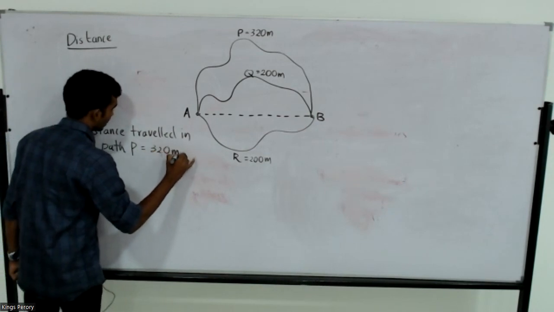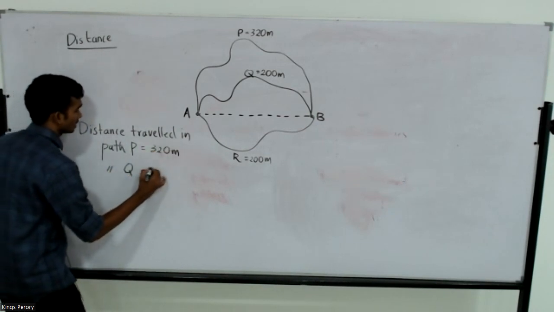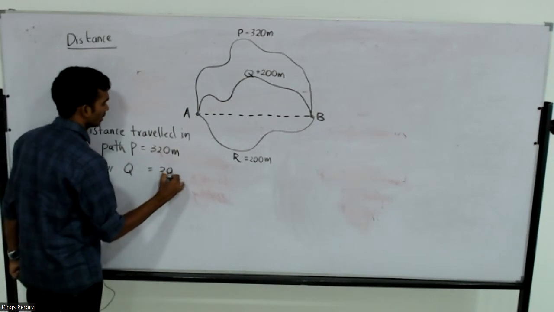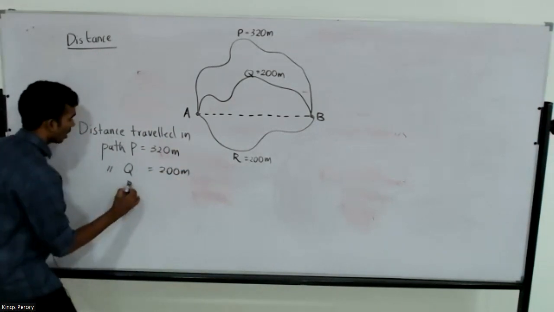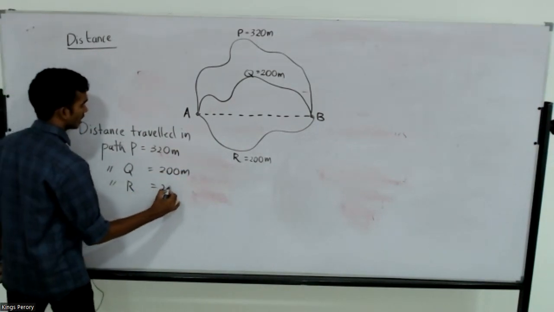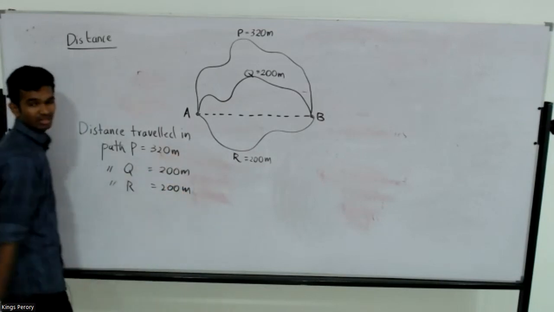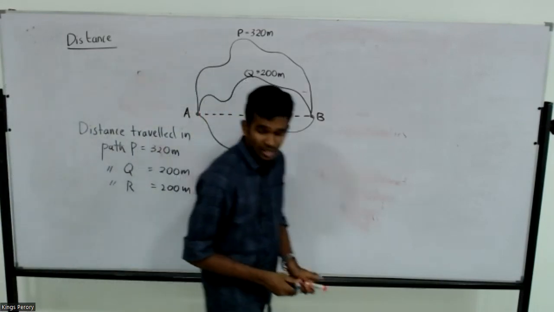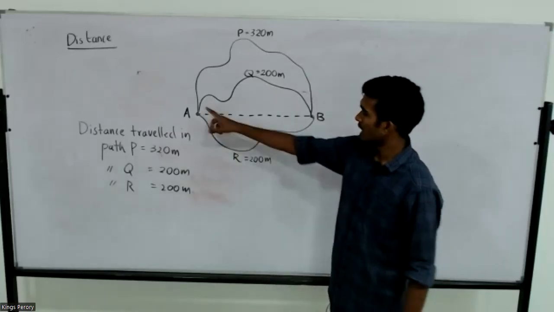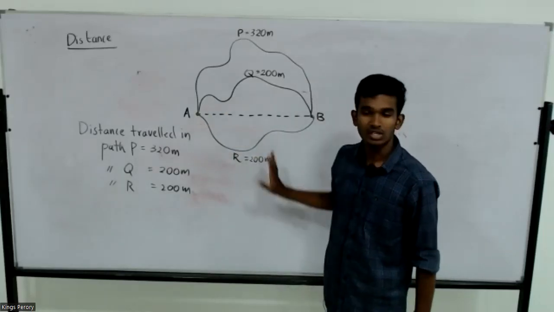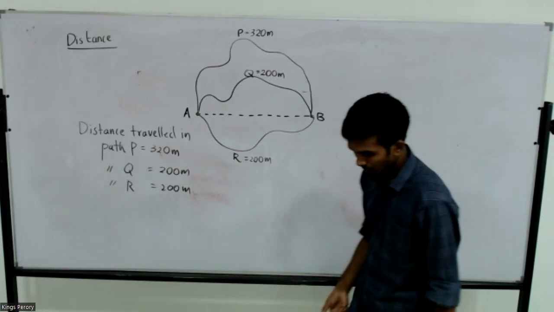320 meters. In path Q, what is the distance traveled? 200 meters. In path R, what is the distance traveled? Again 200. Very simple idea. So again, what is the definition of distance? The length between starting point and initial point. That's it. Clear? Let's write.